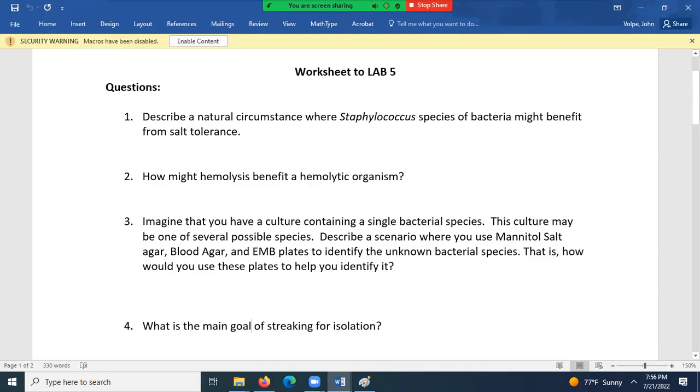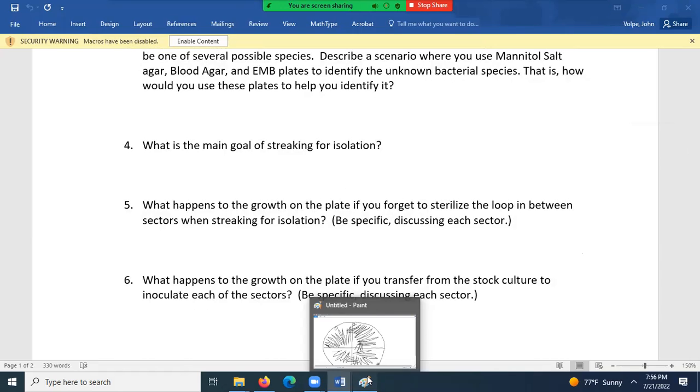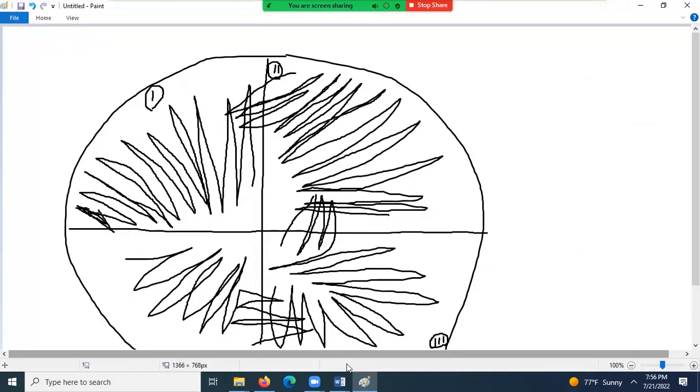4, what is the main goal for streaking for colony isolation? Tell me what that is. 5, what happens to the growth on a plate if you forget to sterilize the loop in between sectors when streaking for isolation? It's a good thing I kept this here.